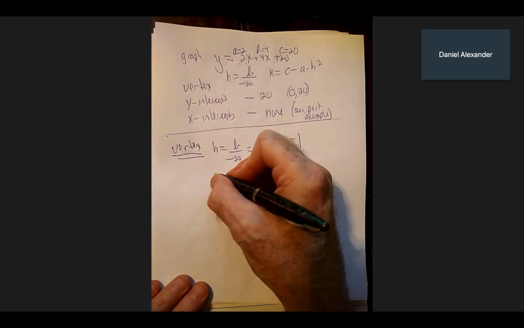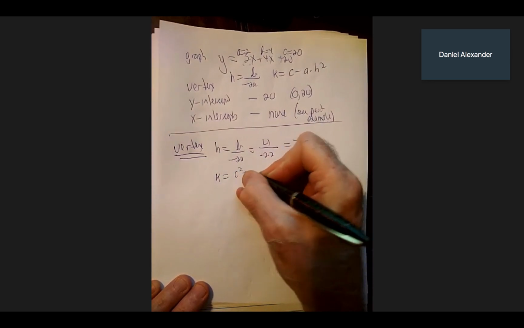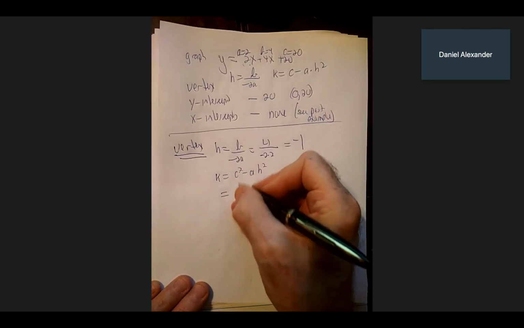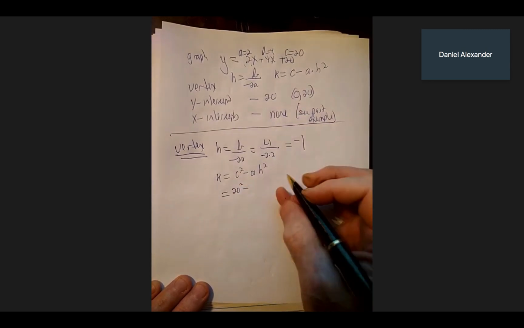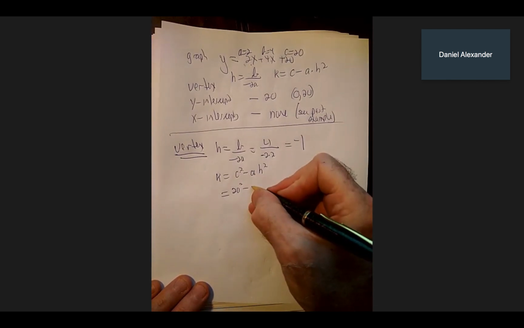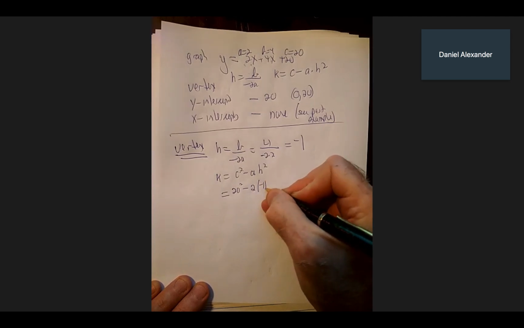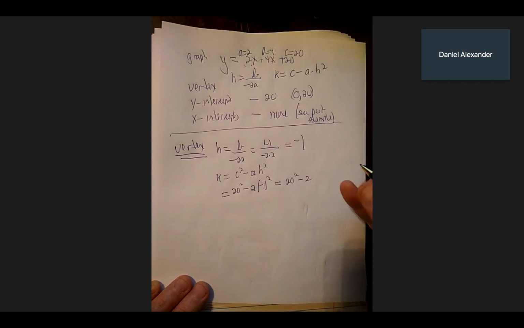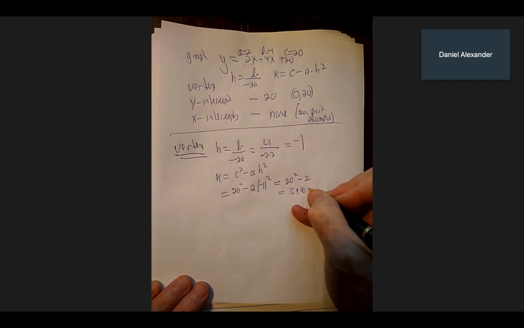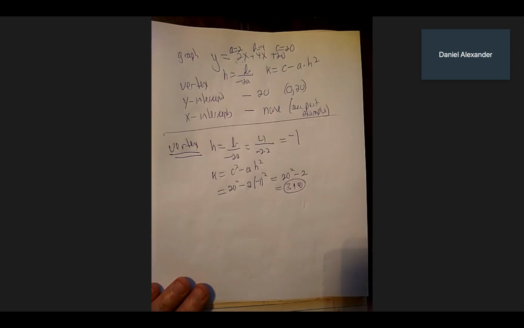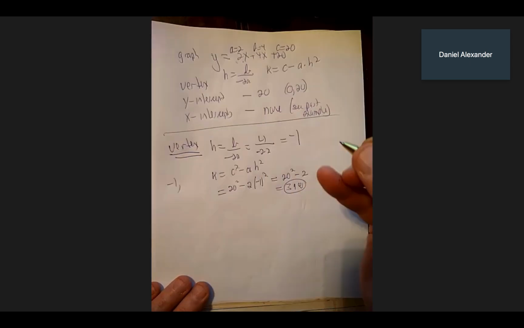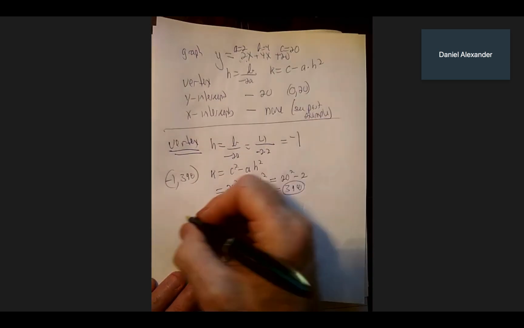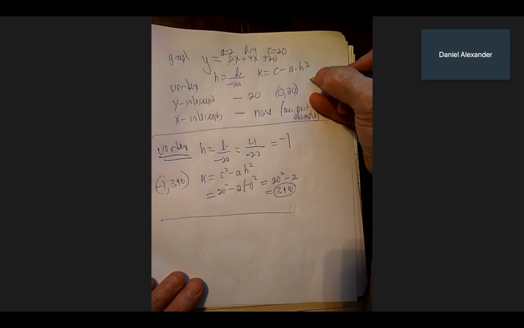Okay. K is going to be c squared minus a times h squared. That's going to be 20 squared, a is going to be 2, and h is minus 1 squared. So we're going to get 20 squared minus 2. So that's 398. So the vertex is going to be minus 1, 398. Now, notice that a is equal to 2, so we open up.